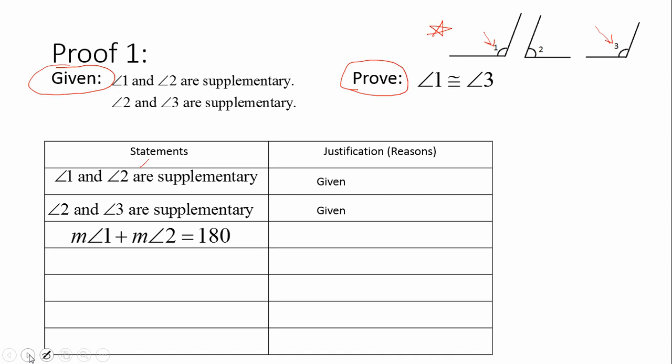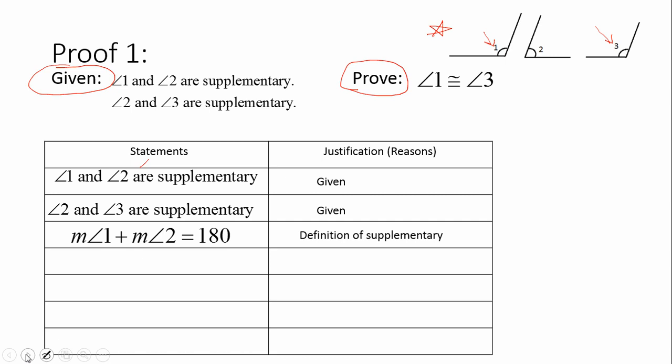We are going to say that the measure of angle 1 plus the measure of angle 2, that means we're talking about their degrees, adds together to equal 180 degrees. And how did we know that? We knew that because of that keyword supplementary. Because we understand what that word means, we know that those two angles add together to make 180 degrees. So the justification we have there is that definition of supplementary. So we saw the word supplementary and we knew what that meant.